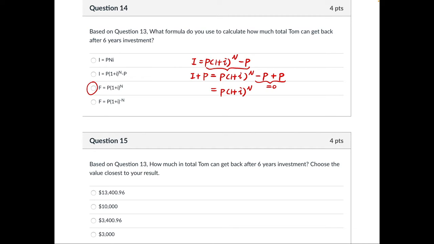And based on this question, how much in total Tom can get back? So use that formula. Your future value is, it's not 9,000, it's 10,000 times 1 plus 5% to the power of n. So the answer is 13400.96.